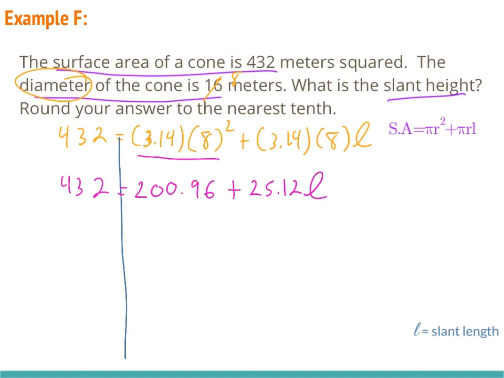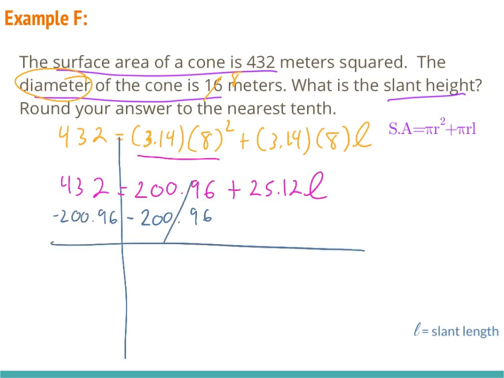So now we need to solve a two-step equation. So the first step there is to get rid of my constant. So I'm going to subtract 200.96 from both sides. These are going to cancel, bring down my 25.12 L. 432 minus our 200.96 is going to give us 231.04. And then our final step here is divide both sides by 25.12.